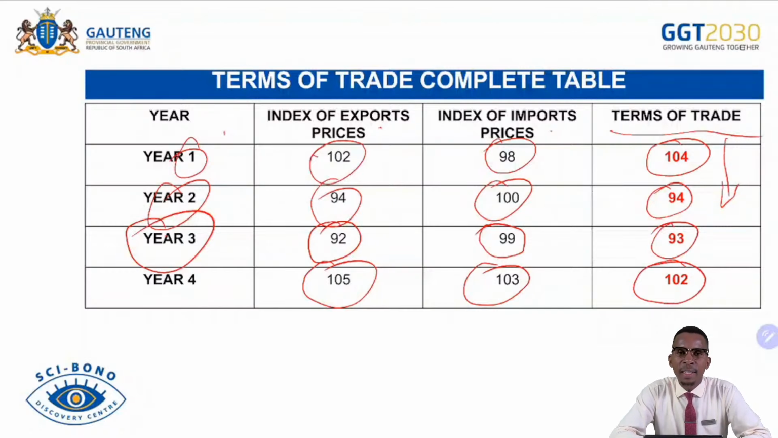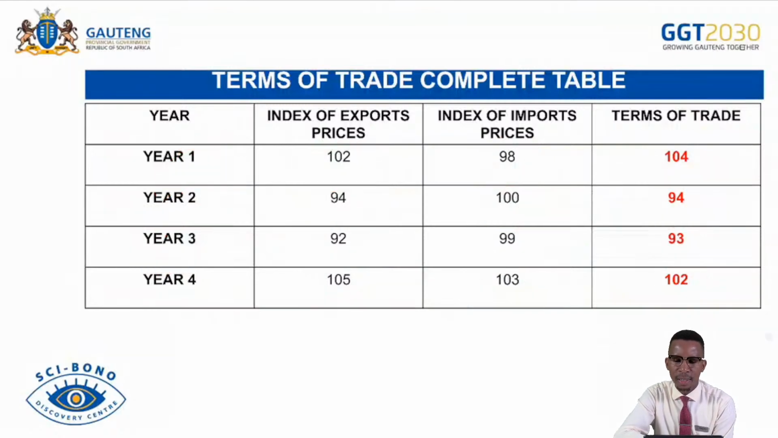This indicates that as export prices are becoming expensive, terms of trade are likely to increase, while if export prices are decreasing, terms of trade are likely to decrease.